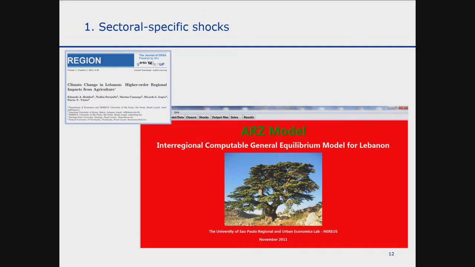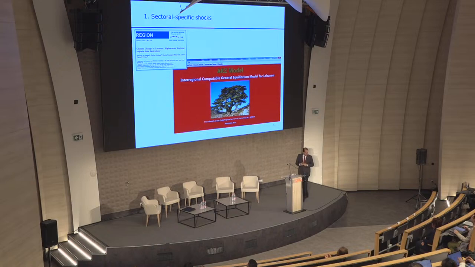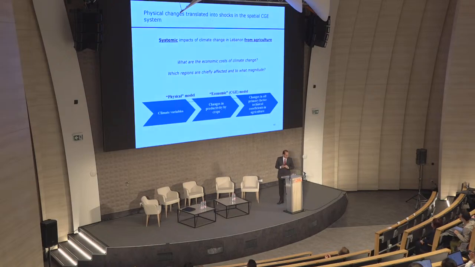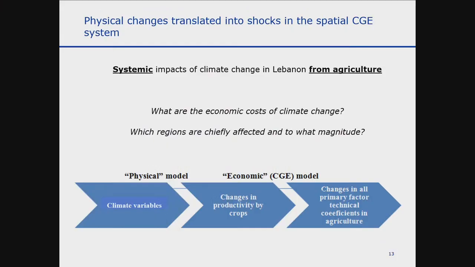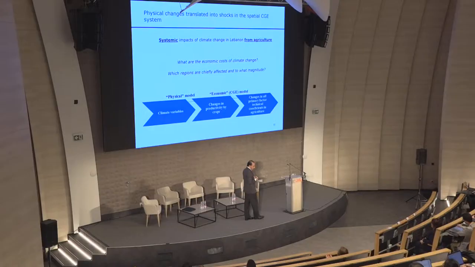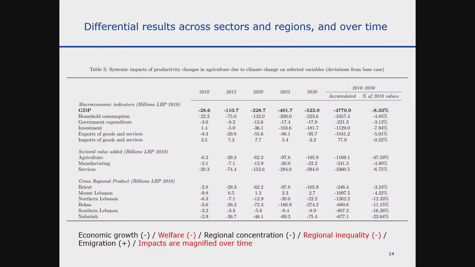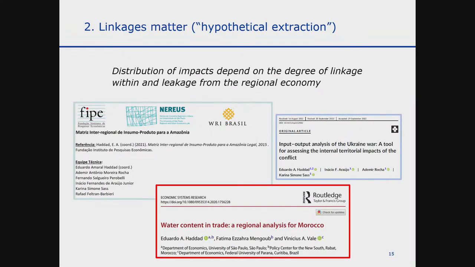So that's a standard application where we looked at climate change in Lebanon, and basically to get the systemic impacts of climate change in the country from the agricultural sectors, and to answer questions: what would be the economic cost of climate change, which regions would be more or less affected. We had to follow this integration pattern, going from physical models so that we would have the climate change impacts, for instance, in crop yields, and translate that into productivity change to get the overall impacts. The kind of impact that we get across time, for different users, for different regions, helps us to understand potential impacts.